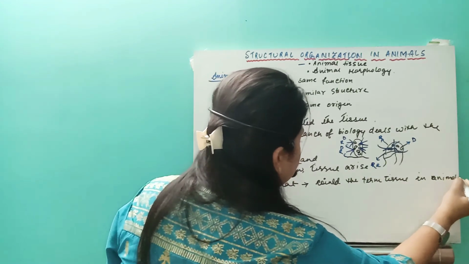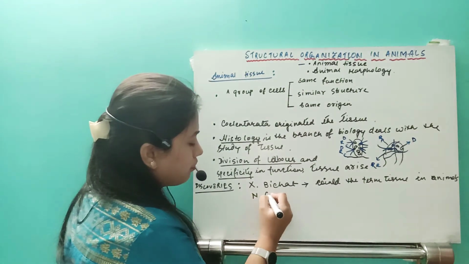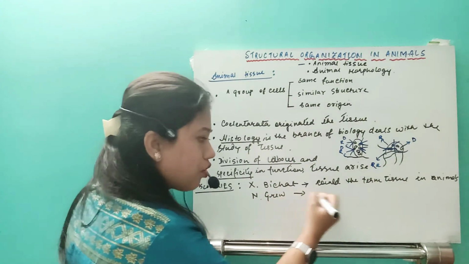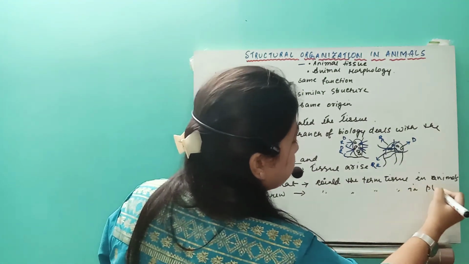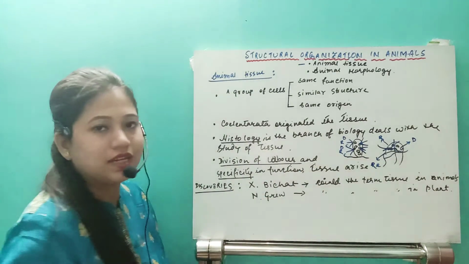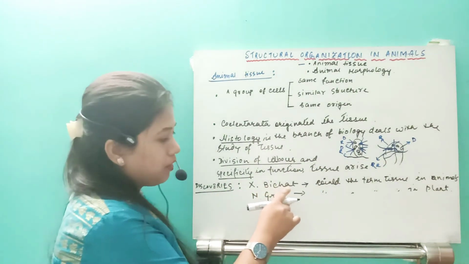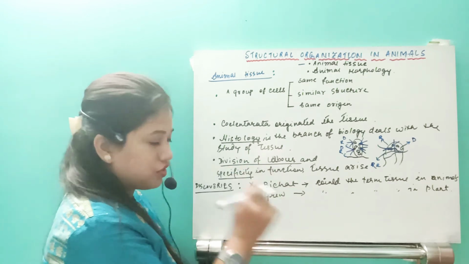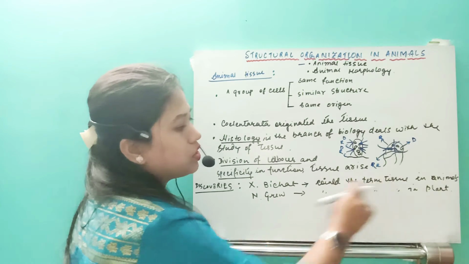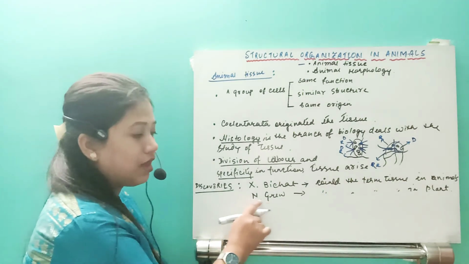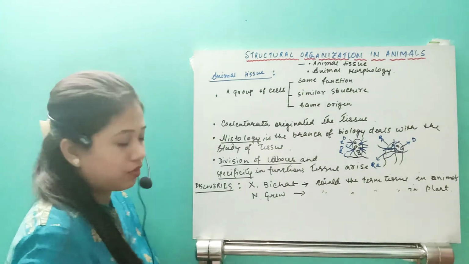Okay. Next one, another scientist, that is Nehemiah Grew, and Grew coined also the term tissue, but in plants. Okay, so these two scientists you have to know: Bichat, Marie François Xavier Bichat, coined the term tissue in animals, and Nehemiah Grew coined the term tissue in plants, right?